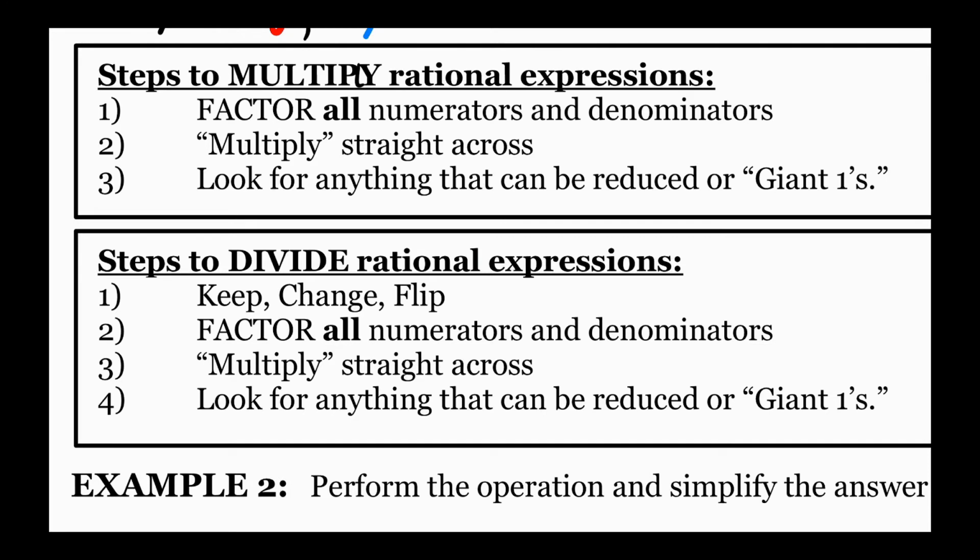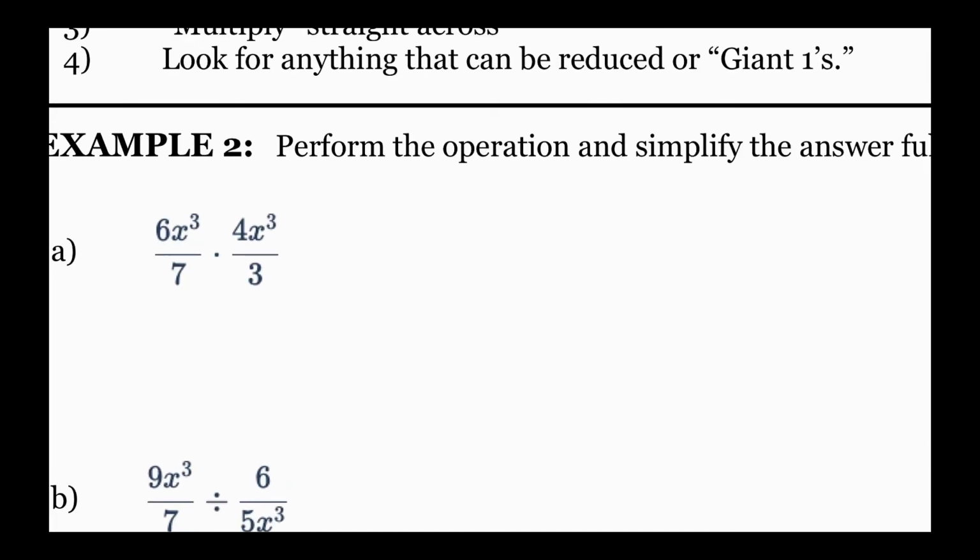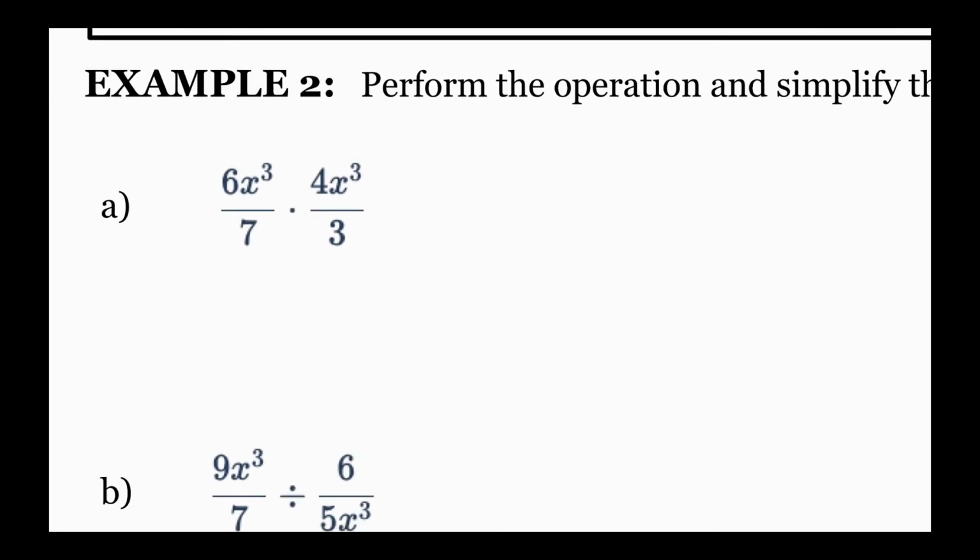Okay, so let's look at 2A. It's already multiplication, so we've got to factor all. What I mean by factor is this. How do we make 6? How do I factor tree 6? See, 2 and 3, right? How do I factor tree 4? Okay, how about 7? Just 7 and 1, and 3, same thing, right?